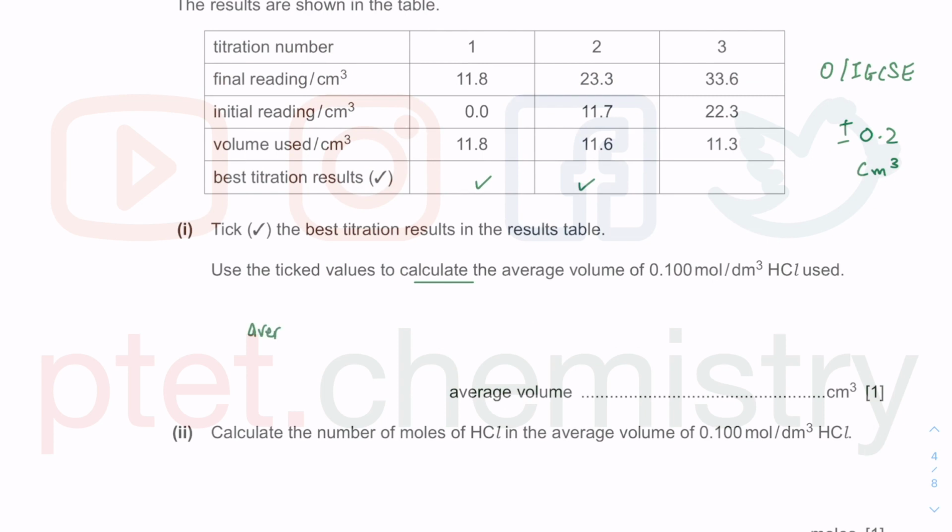So the average volume of what I ticked is (11.8 + 11.6) divided by 2. Maintain a good habit of using brackets because I do not want you to make a mistake in your calculation. So there's 11.7. Maintain a good habit of writing down the units. So there's 11.7 cm cube.